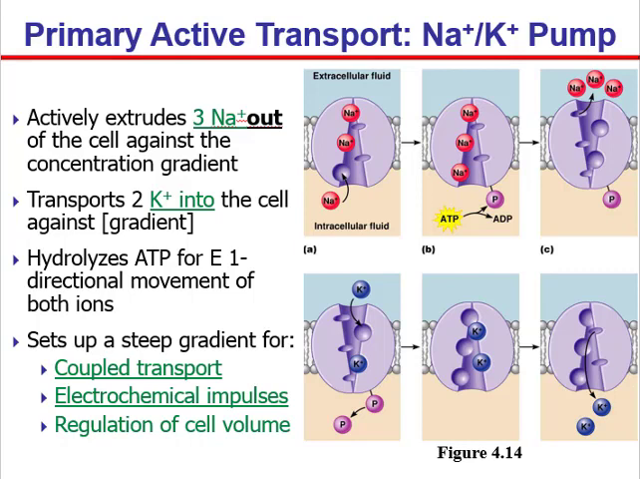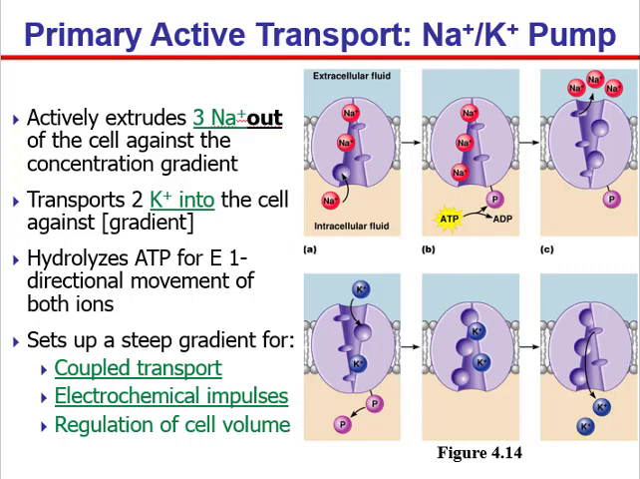This protein actively kicks out, or extrudes, 3 sodiums out of the cell against the concentration gradient. When it's in the open position towards the extracellular fluid, after releasing sodium, it will bind potassium 2 at a time and bring them into the cell against their concentration gradient. You can prove these numbers to yourself by referring back to Table 4.1, where the millimolar concentrations for sodium and potassium were given. This protein hydrolyzes an ATP for energy, for one directional movement of both ions.